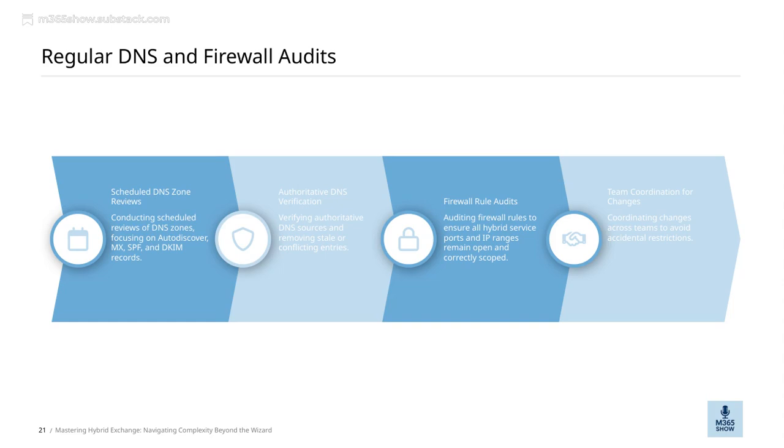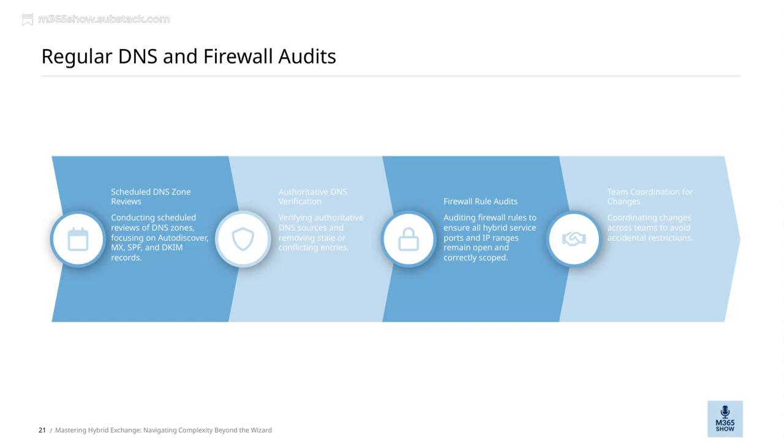Verifying our authoritative DNS sources is another vital step. We want to make sure there are no stale or conflicting entries that could mislead our systems or cause mail delivery problems. Keeping our DNS records accurate and up-to-date is fundamental to reliable hybrid operations.